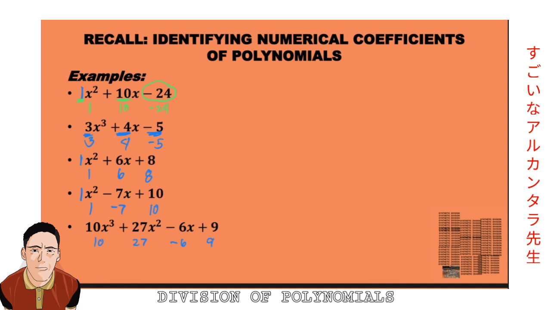So that was a bit fast, right? But it's not complicated. All you have to do is to look at the given, identify the numerical coefficients. Again, they are the numbers next to the variable. Do not forget their signs.